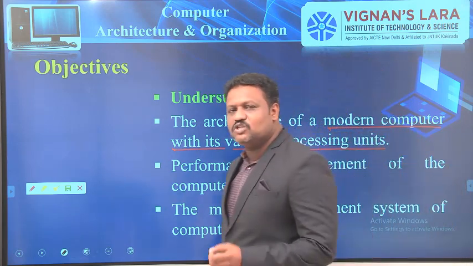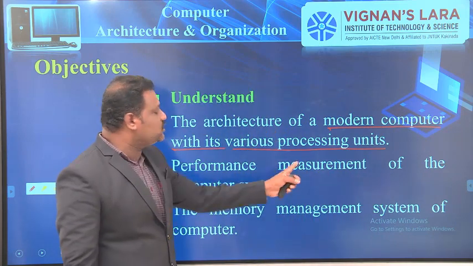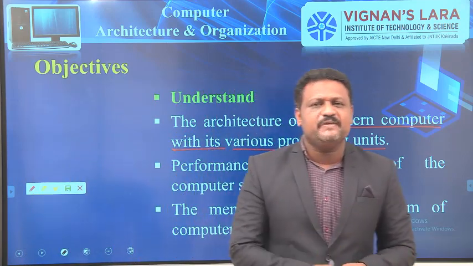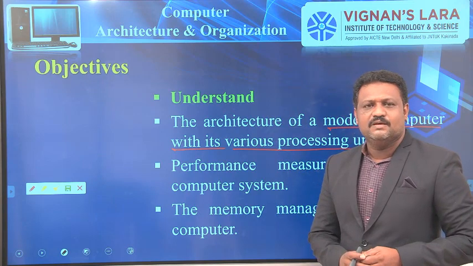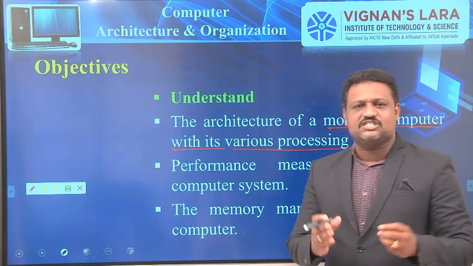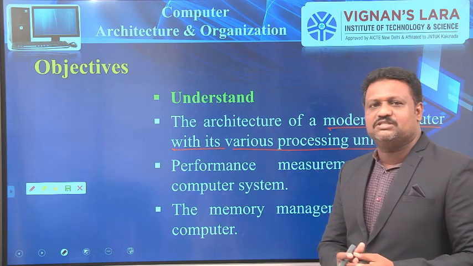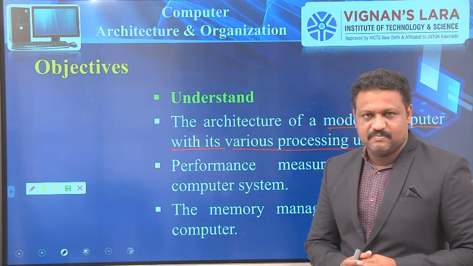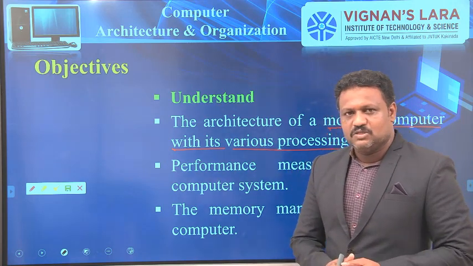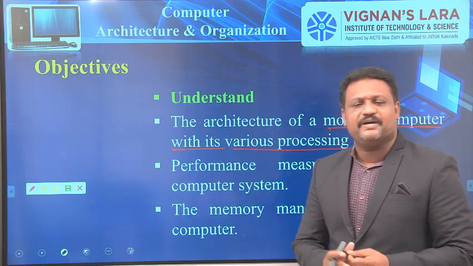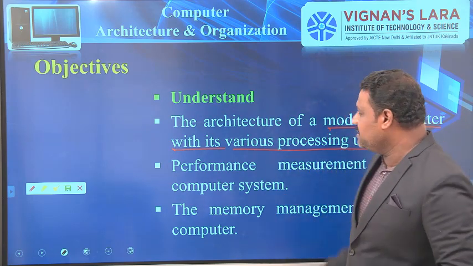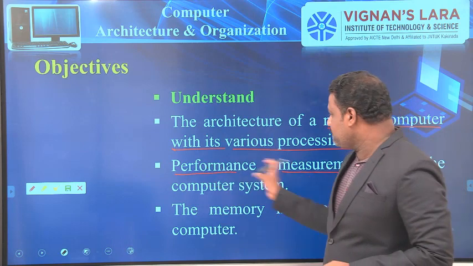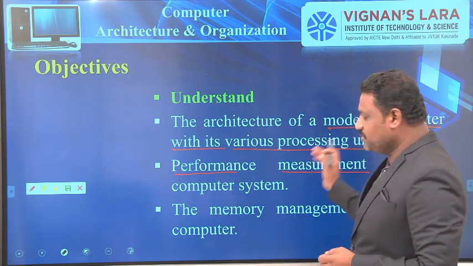The second thing is that we can also understand the performance measurement of a computer system. So what is performance? The performance means the speed of operation of the system. Every time we expect our system to be fast. For example, we assign certain tasks to our system. How fast our system can finish that particular task indicates its performance. For every system, we can calculate the performance of a computer with the help of the performance equation. So the second thing we understand from this subject is the performance measurement of a computer system.